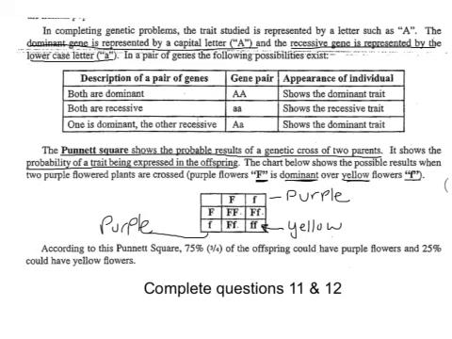If we were to put this in as a percent, we would see that 75% or 3/4 of the offspring could have purple flowers and 25% could have yellow flowers. That doesn't mean that they're going to definitely have 4 children with 3 of them having purple flowers and 1 of them having yellow. That's just stating that statistically speaking, it's more likely that they will have offspring with purple flowers than offspring with yellow flowers.